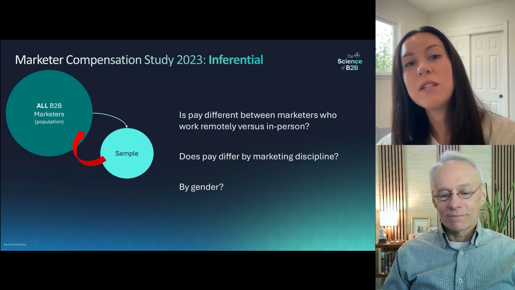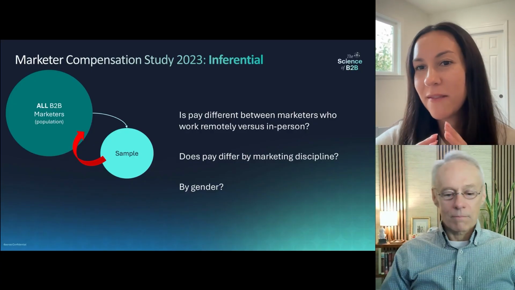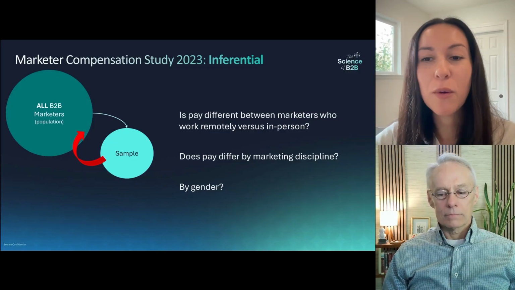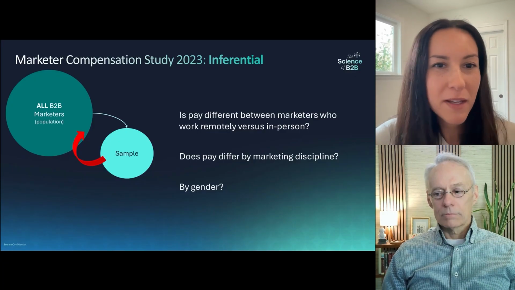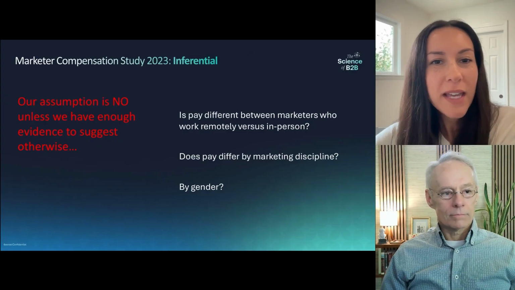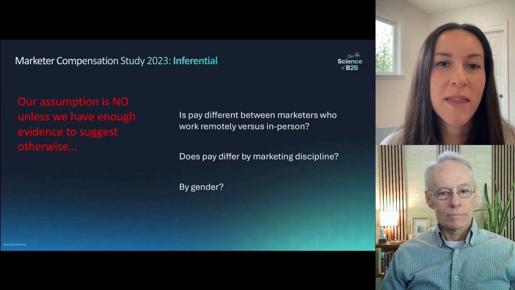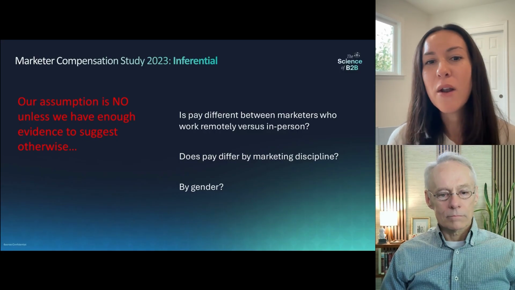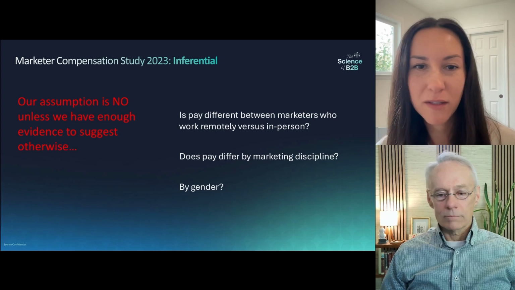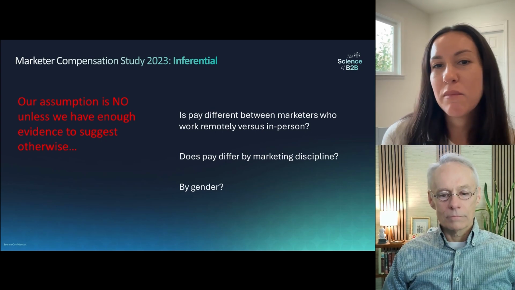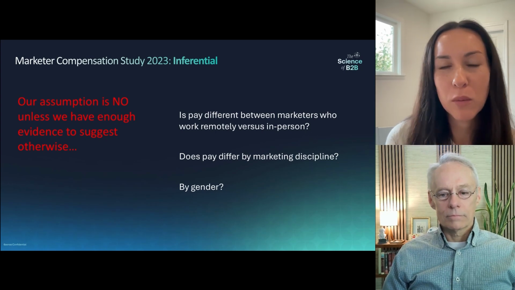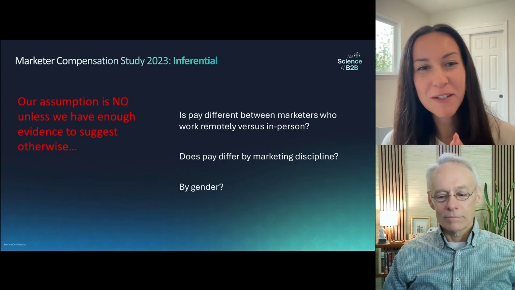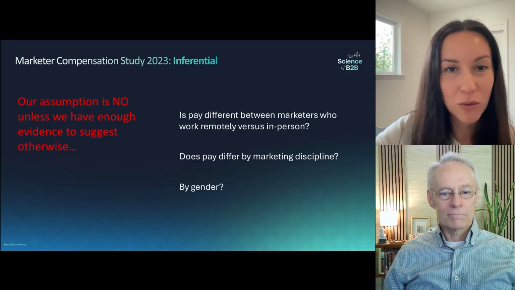That's exactly right. When you are building your study, you have to be very specific about the people and the population that you are sampling, so you don't make generalizations about people that you maybe didn't sample. So again, just to hit home here, the way that we test our hypotheses is that all the questions that we asked on the last slide, is pay different between people who work remotely and people who work in person? We always just assume no, right? The assumption is no until we have enough evidence to state otherwise.